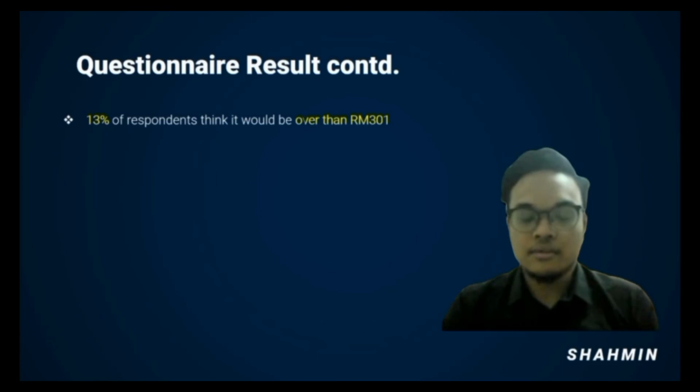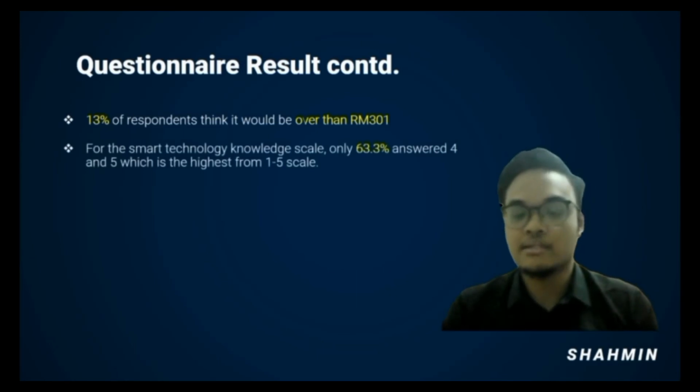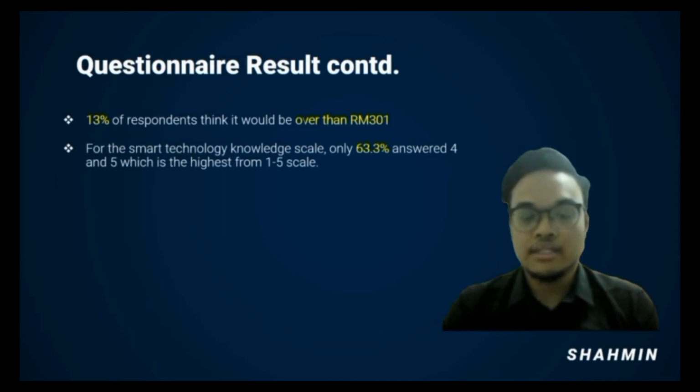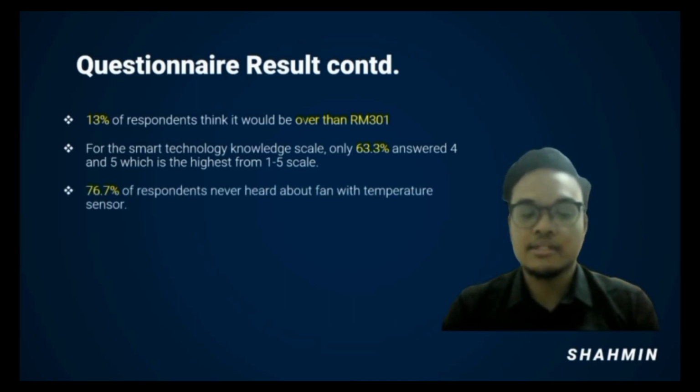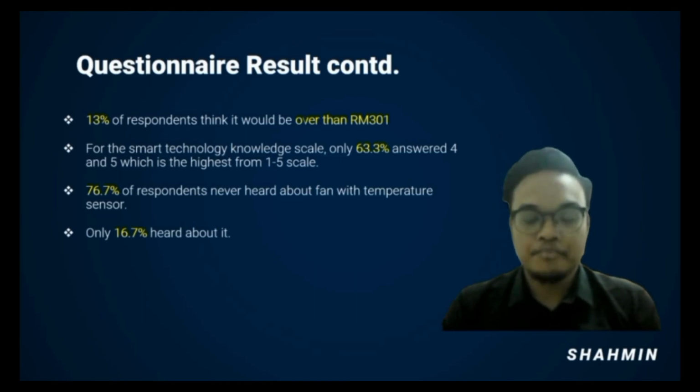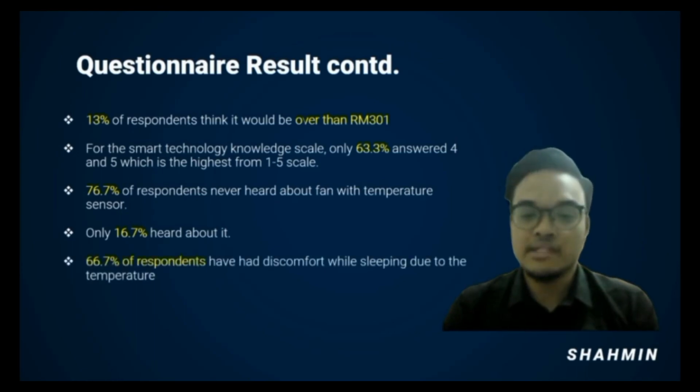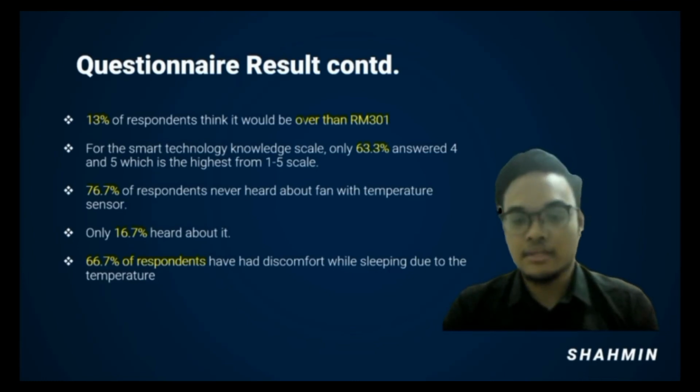So we also asked about respondents' knowledge about smart technology. Only 63% answered 4 and 5 on a scale of 1 to 5, and the others answered 3 and lower. Next, 76% of respondents never heard about the temperature sensor. Only 16.7% heard about it. Next, 66% of respondents have had discomfort while sleeping due to temperature, sometimes extremely hot and sometimes extremely cold.